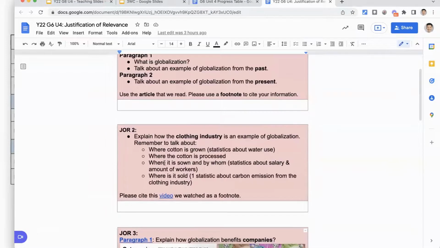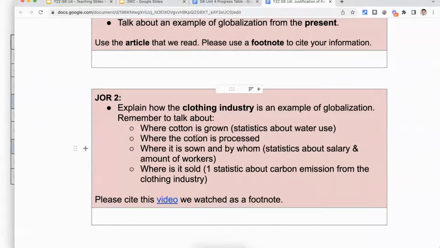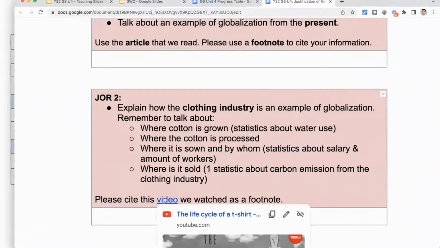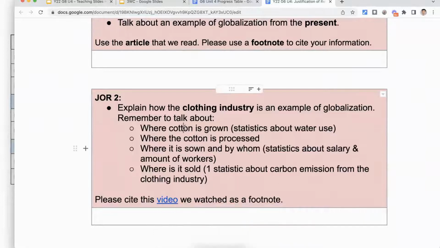And you notice all the prompts that I put in? For example, here, when you watch this video, make sure you talk about where cotton is grown, how it's processed, where it's sewn, and who sews it. And also talk about a statistic about how much carbon emission has been produced. That's the scaffolding you can do with teachers.